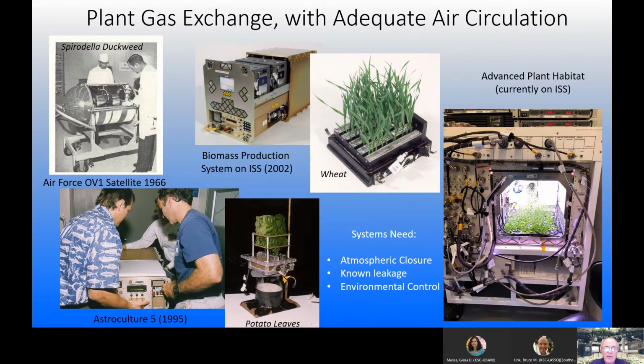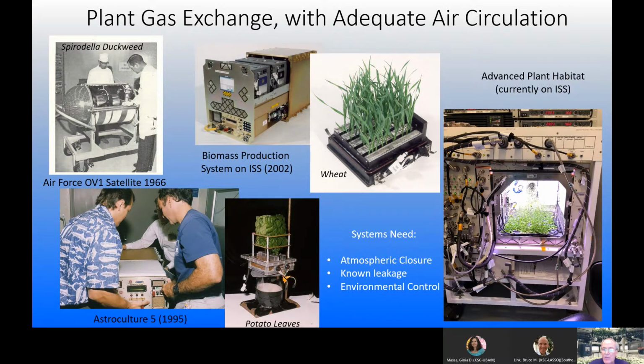So speaking of gas exchange, there have been plant growth chambers designed that could accommodate those types of measurements to allow measuring things like net photosynthesis, respiration in dark periods, and transpiration, throughout the growth cycle. And I show some examples of these. It goes all the way back to a very early experiment conducted by Herb Ward on an Air Force satellite with duckweed. Then more sophisticated chambers like the astroculture chambers you see in the lower left, the biomass production system, which was essentially evolved from the astroculture technologies.